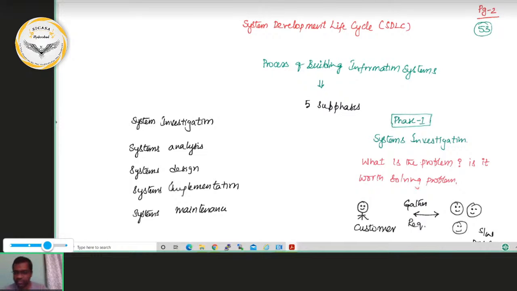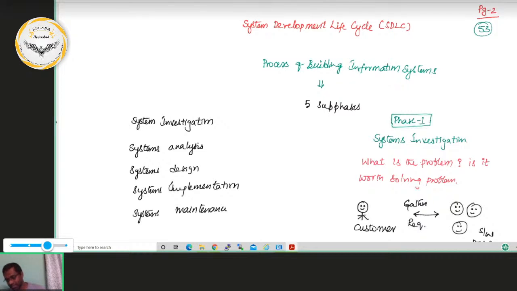What do you mean by systems investigation? In this phase, they gather the requirements from the customer and try to find out whether they can solve this particular problem or not. In systems analysis, they study how exactly the business is running and understand the customer's business. In systems design, they take the business requirement and convert it into software. So in systems design, the software will be ready.